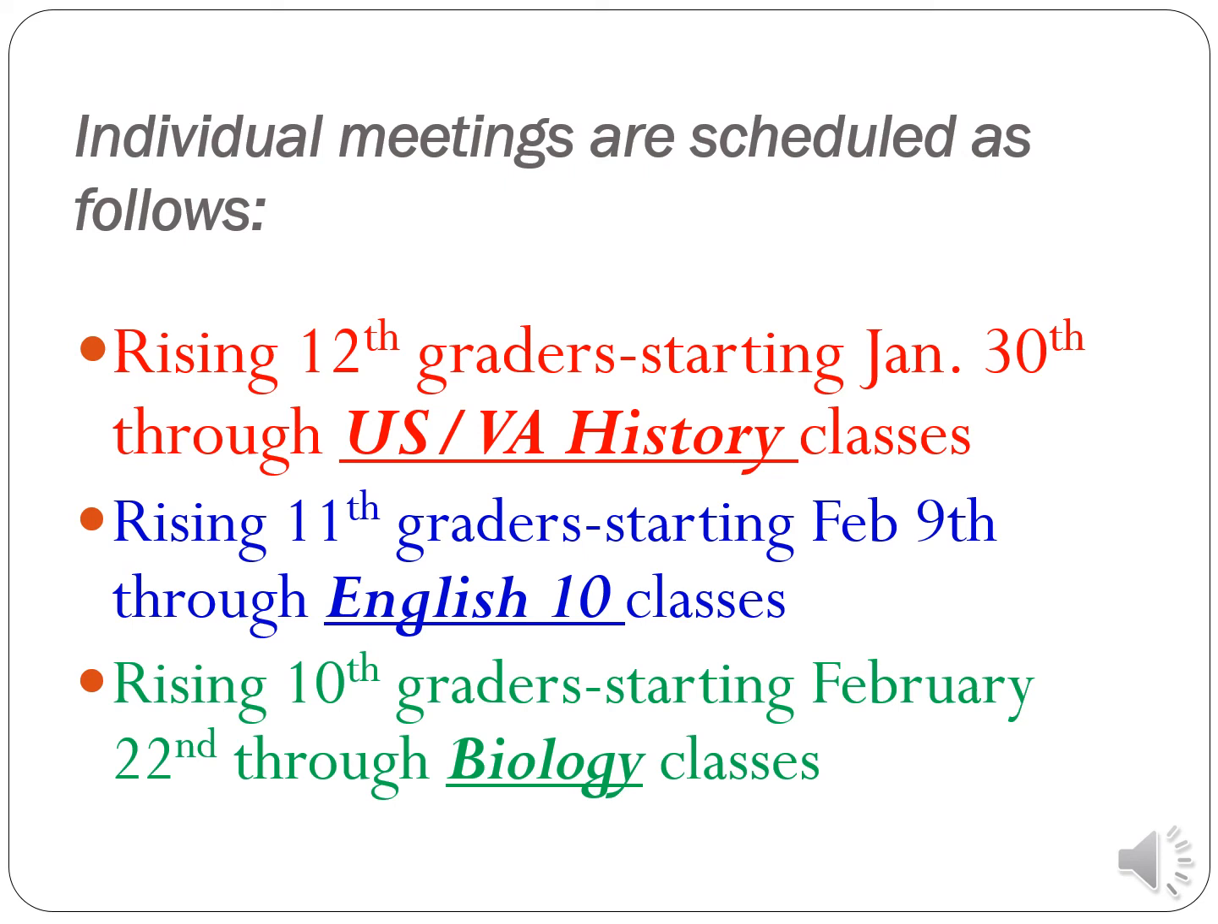Rising seniors, you guys will be sent for through your USVA history classes starting January 30th through February 8th. Rising juniors, you'll be sent for through English 10 from February 9th through February 21st. Rising sophomores, you will be sent through for biology classes February 22nd through March 5th. If any of these are classes that you currently do not have on your schedule or are taking online, please see your counselor so you can arrange your individual meeting.